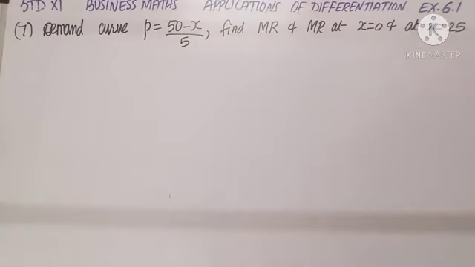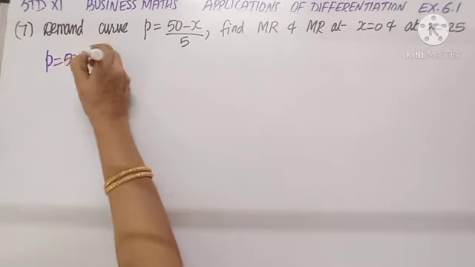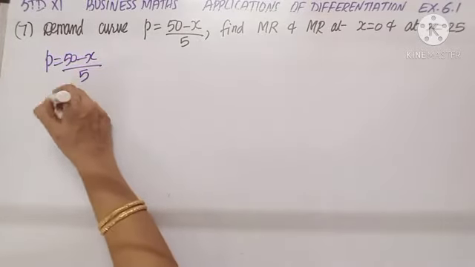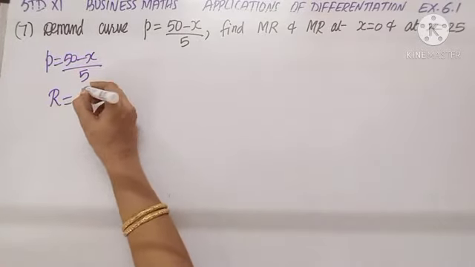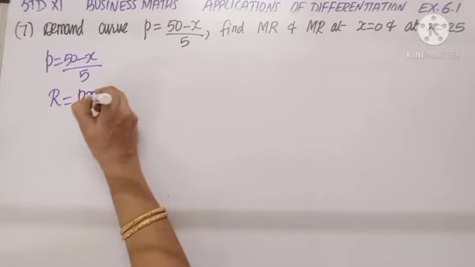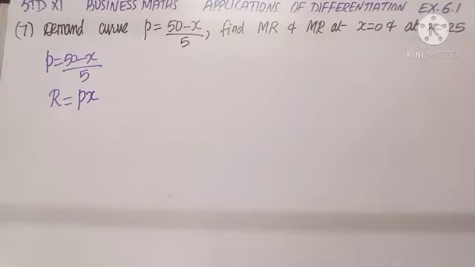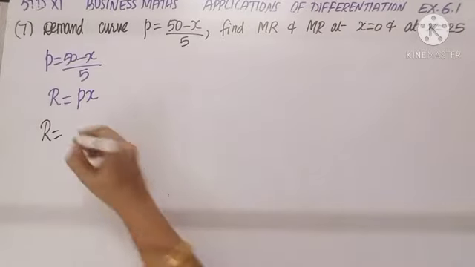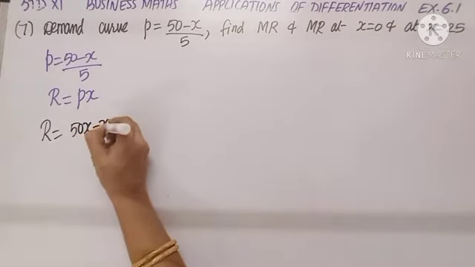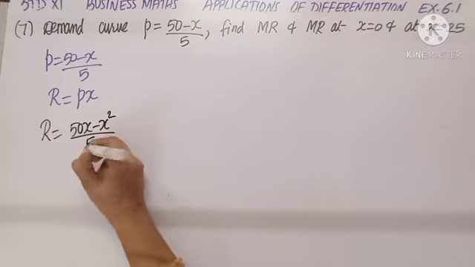Question number 7. Demand curve P equals 50 minus x by 5. We need to find out marginal revenue. Before that, what is revenue formula? It is P into x, 50x minus x square by 5.